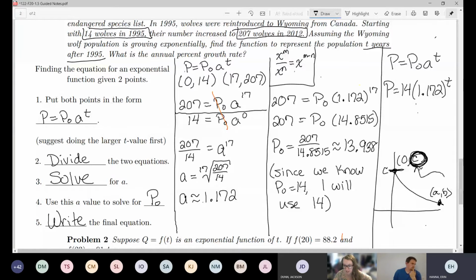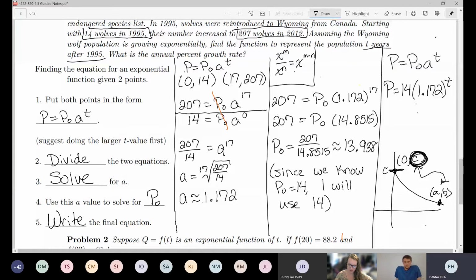Once it catches up with me. So you have your 2 points, the y-intercept and another point. You use this process, except that you can just use P naught as the y-intercept that you're given. So that's in terms of your homework for this coming week.